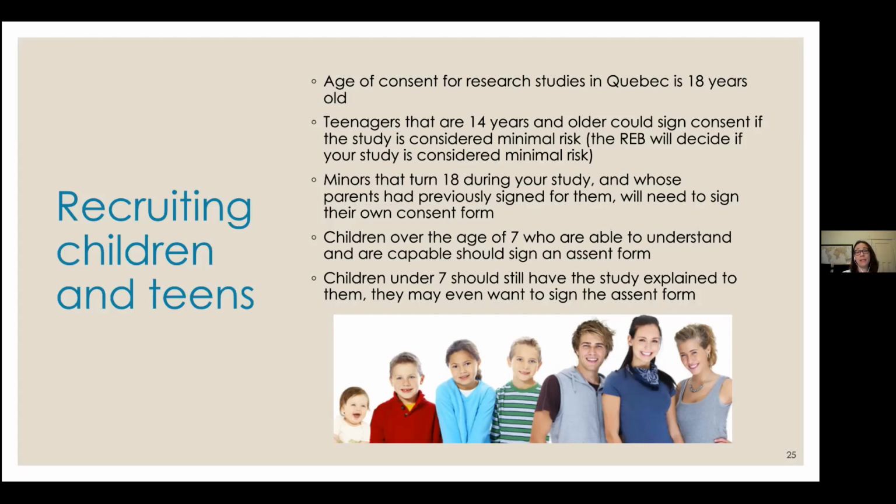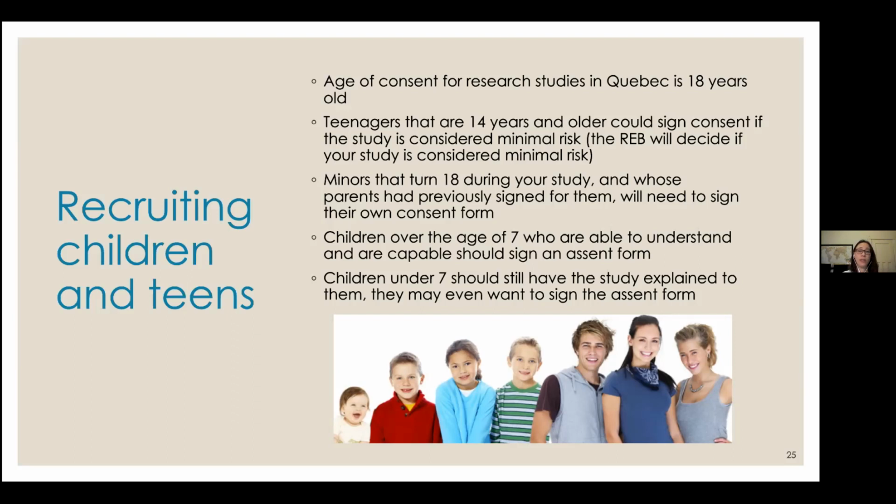So in some cases, teenagers that are 14 years and older could sign the consent themselves if the study is considered minimal risk. So I'm working on a study right now of teenagers with type 1 diabetes, where the intervention is group education sessions. So this was considered minimal risk. So the teens are allowed to sign for themselves. And they're also going to be turning 18 during the study. So in a case where the parents do need to sign for them and they turn 18 during the study, they will need to be reconsented so that they can sign for themselves now that they're 18 years old.